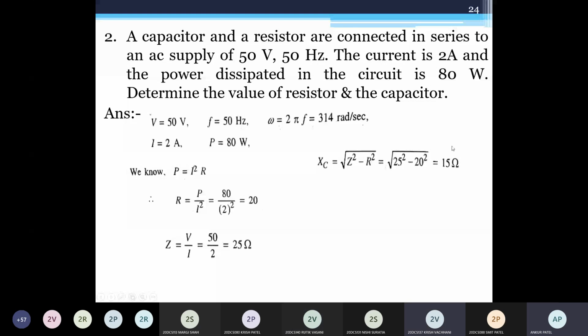Farad. You can either write in farad or, by shifting the decimal, you can write in microfarad. So either you can write this as 212.3 microfarad. Is everyone getting this answer? Yes, sir. Okay. Now we will move to the RLC series circuit.